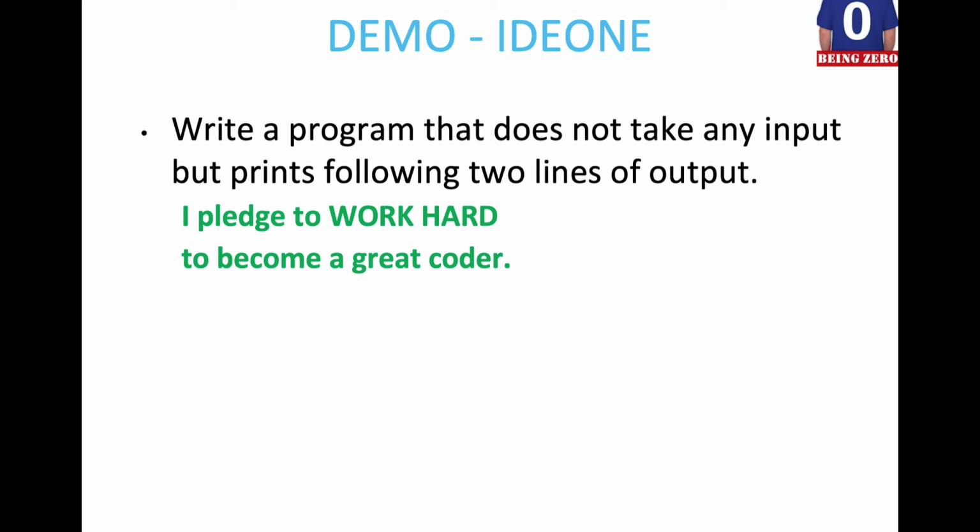Now let's do another code demo where we have to write a program. It is told that this does not take any input, but it should print two lines of output. The two lines are: I pledge to work hard to become a great coder. So let's head on to IDE1 and see how we achieve this output. How do we get there?